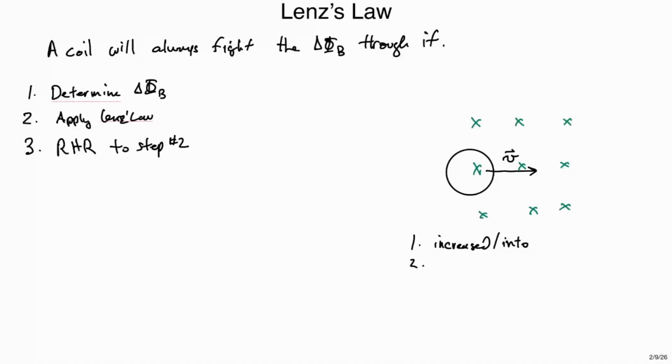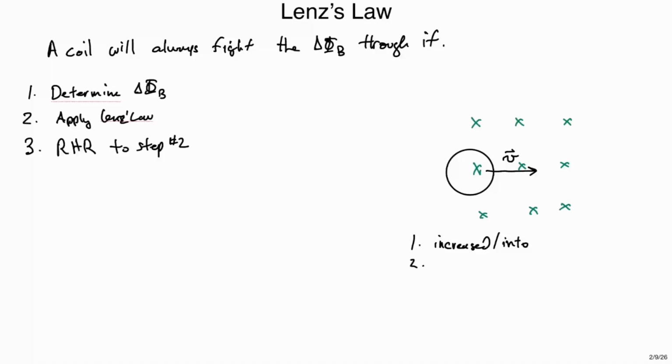Step number 2, apply Lenz's law. Lenz's law says that a coil will fight the change in magnetic flux. So how do you fight an increasing flux? If flux is getting stronger, what do you do? If I come up to you and I start pushing you and you don't like that, what do you do? You push back, don't you? You fight the change that I'm applying to you. Lenz's law is the electrical equivalent, right? Here the flux is increasing into.